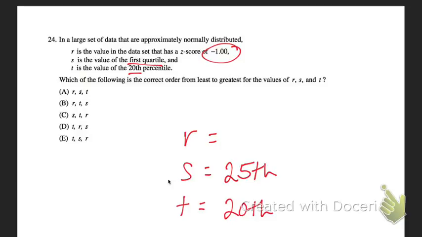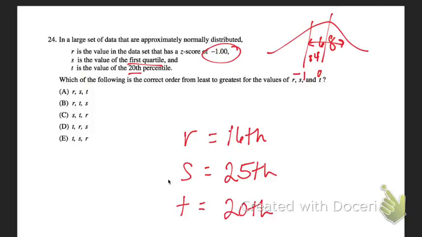You could use the empirical rule, where if you're at negative 1, how much percent is that? The empirical rule: if you're 1 standard deviation away, it's 68, 95, 99.7. So you take 34 percent. If you go one below, you're going from the 50th percentile and subtracting 34%. So you're at the 16th percentile.